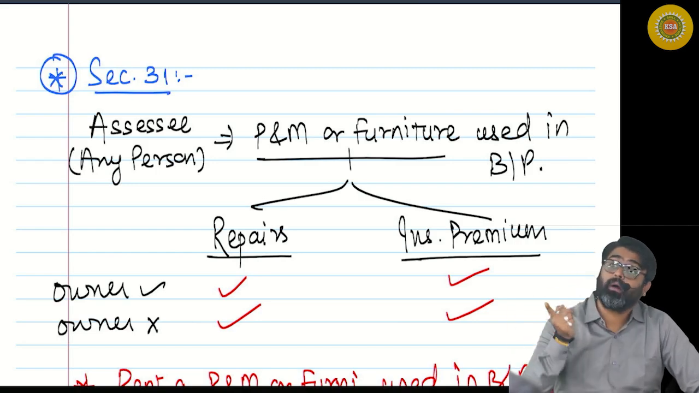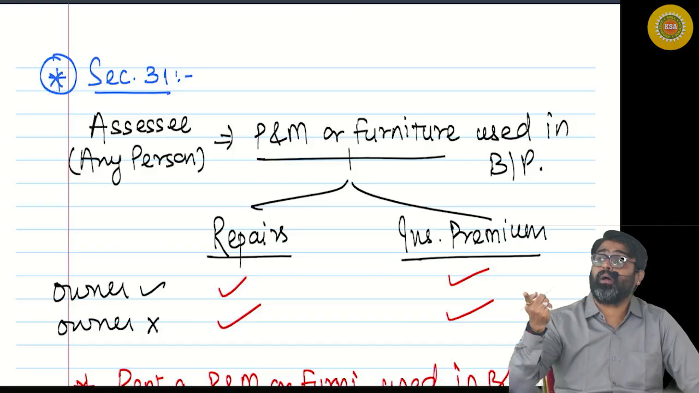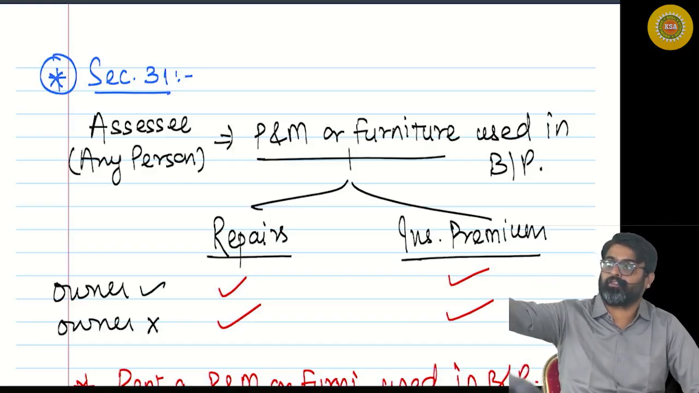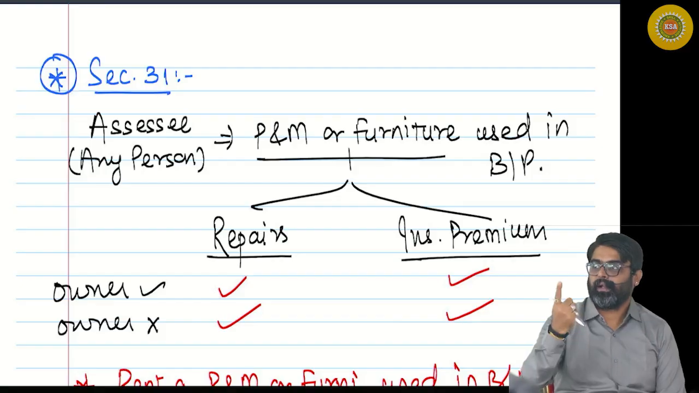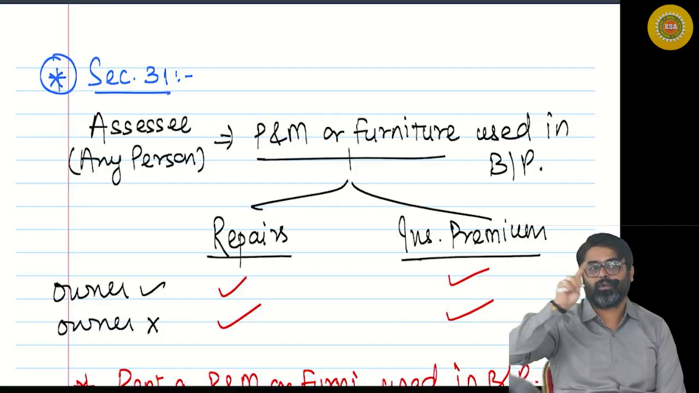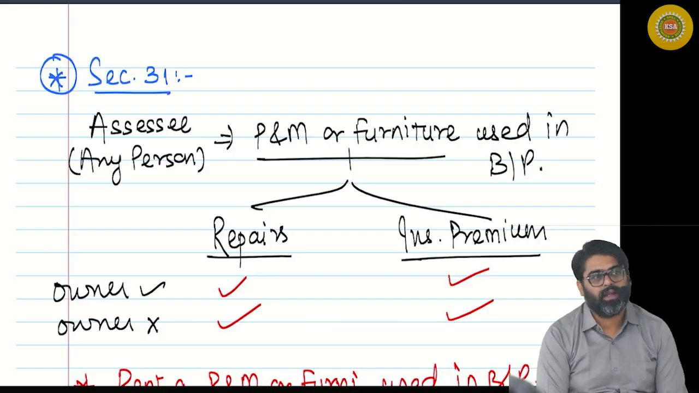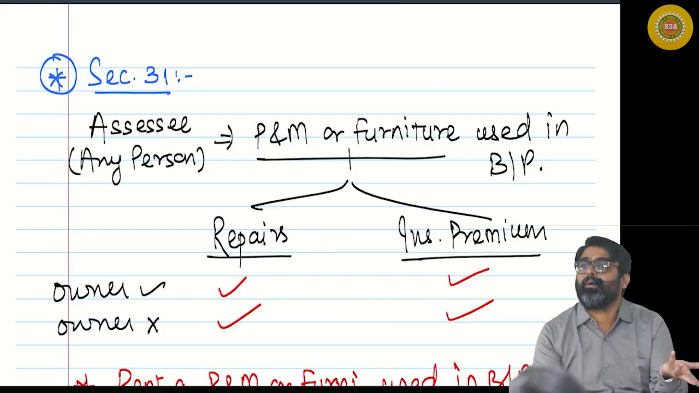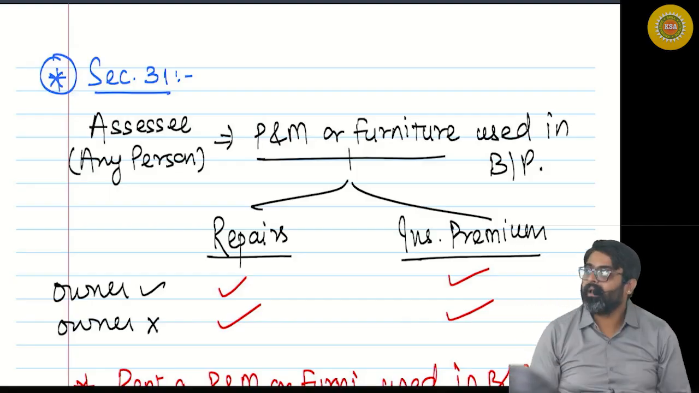But remember, if I'm the owner of the building, then definitely I am going to get the deduction for 3 expenses only: repairs, insurance premium, and rates and taxes. I'm not going to get any deduction for rent. Why? I won't be paying any rent. Getting my point? Because the building is owned by me.